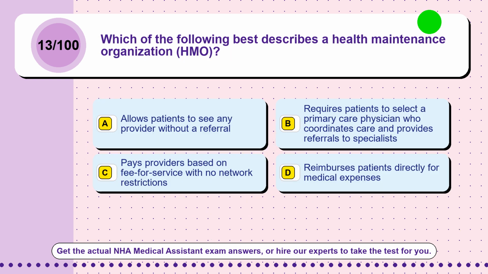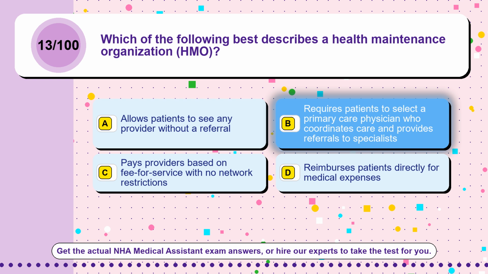Question 13. Which of the following best describes a health maintenance organization, HMO? Option A allows patients to see any provider without a referral. Option B requires patients to select a primary care physician who coordinates care and provides referrals to specialists. Option C pays providers based on fee-for-service with no network restrictions. Option D reimburses patients directly for medical expenses. The correct answer is option B.